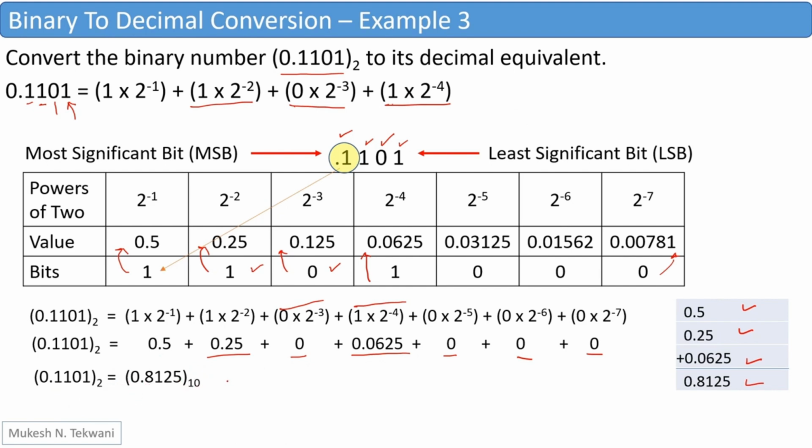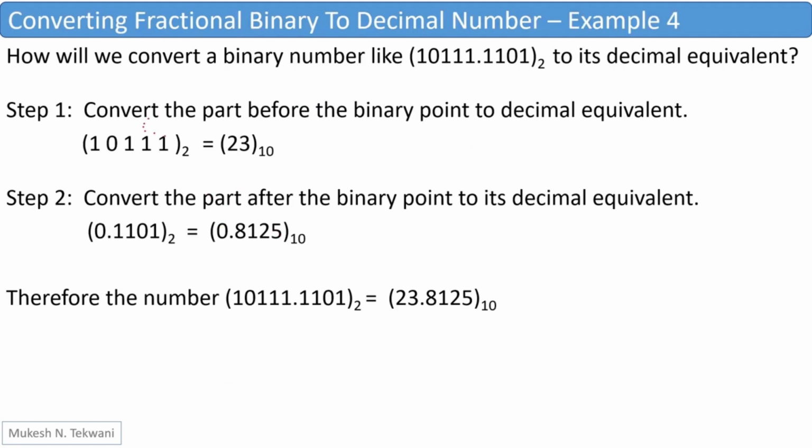Therefore the given binary number can be written as 0.8125 in the decimal system. Now let us see how to convert a binary number like 10.1101 to its decimal equivalent. We'll observe that this binary number has an integer part, before the binary point, and it also has a fractional part, the part after the binary point.